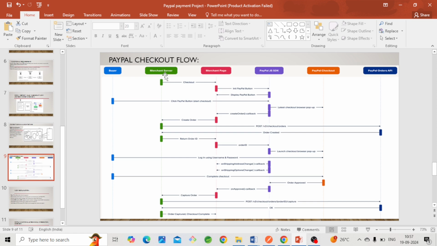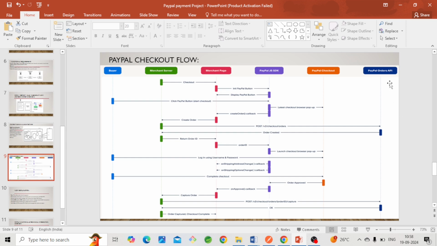So the merchant backend server makes an API call to the PayPal Orders API through /v2/checkout/orders. This is the first API call that the payment system backend server makes to the PayPal Orders API. Then, if you observe here, the PayPal Orders API responds.